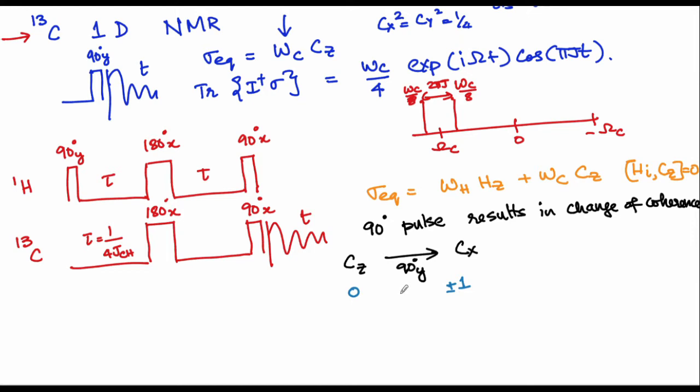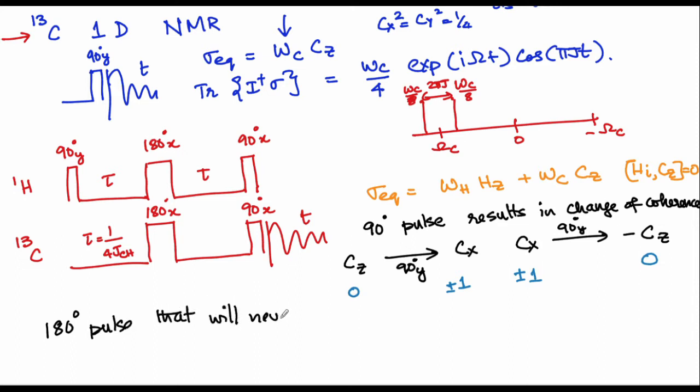The case is the same even if you end up applying an X pulse, where you're going to get minus Cy, that is still a plus minus 1 coherence order. Similarly, let's say you apply a pulse from Cx with 90 degrees along Y, you're going to get minus Cz. So you started with plus minus 1 coherence and you end up going to 0. On the other hand, if you apply a 180-degree pulse, that will never change the order of coherence.